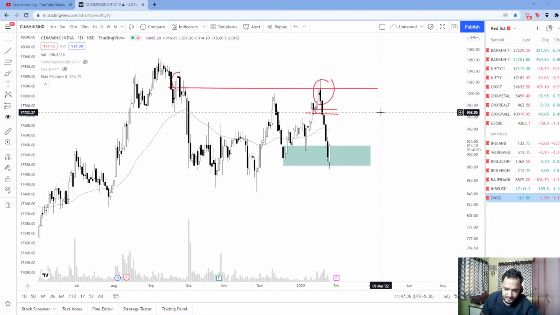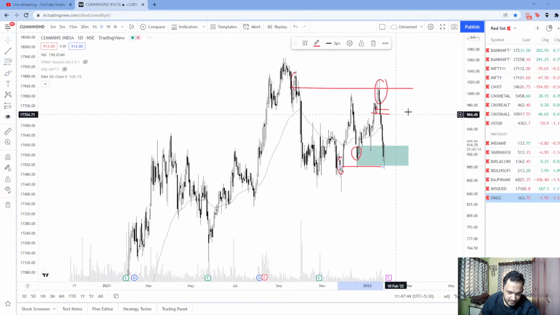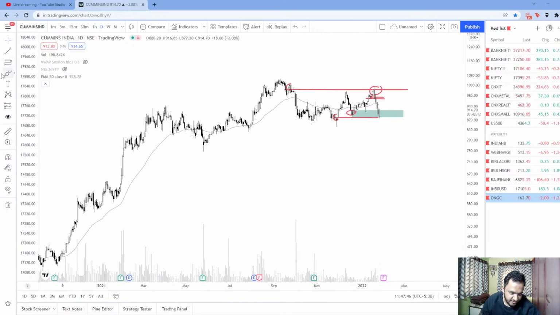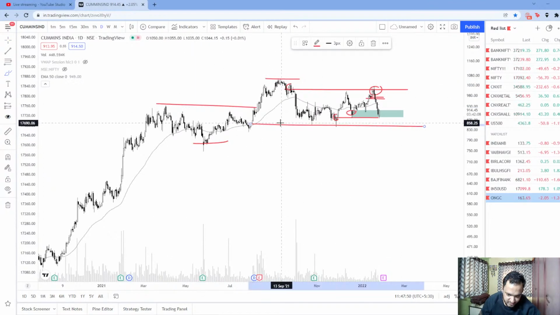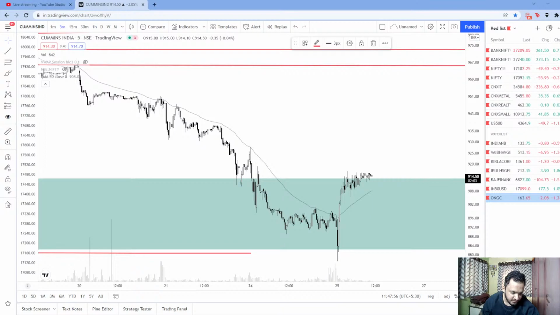Cummins India. Yeah. So Cummins India is holding this demand zone. I've discussed this demand multiple times. Basically, this entire structure: the actual highest high on the stock is here, and the base which made it was here. So the actual demand is somewhere here. But since this was one of the strongest structures, we can look for a long trade here.